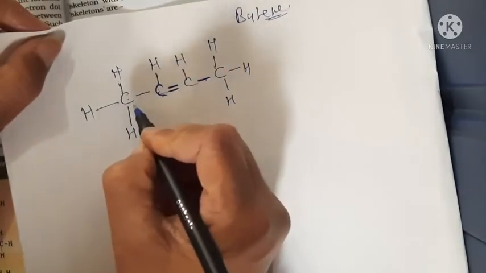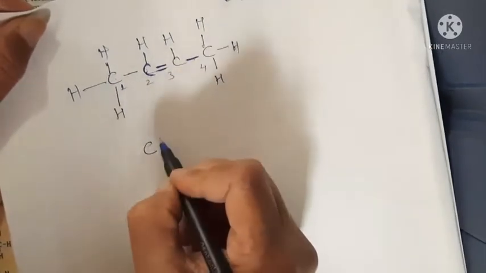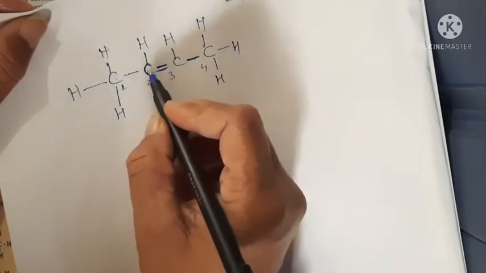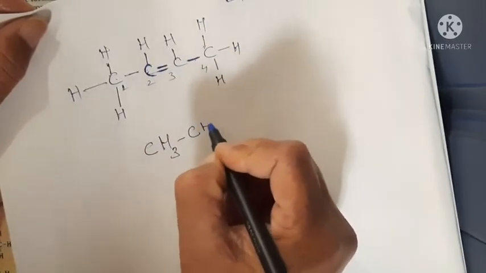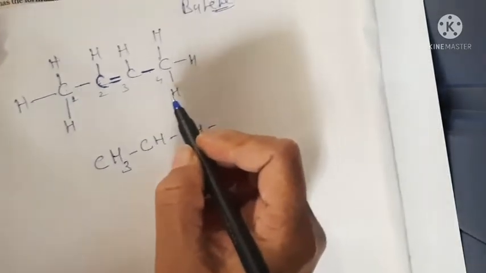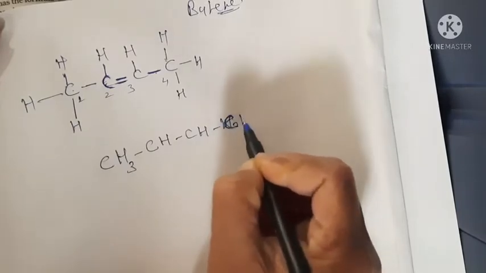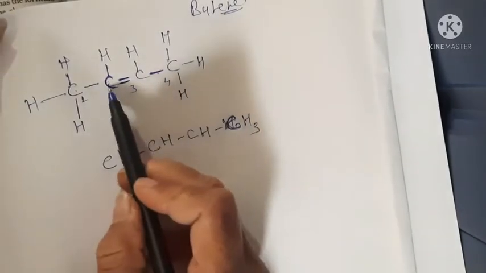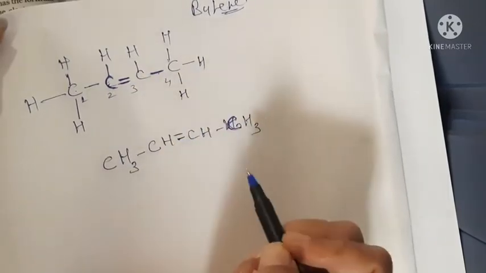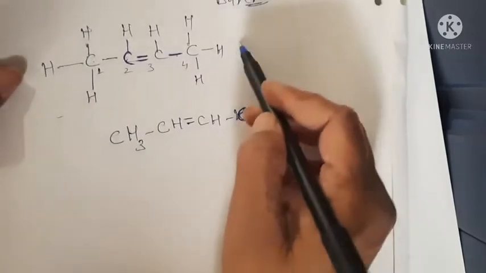Now if this is carbon 1, 2, 3, 4, how will you write? CH3. Carbon atom 2 has only 1 H. Carbon atom 3, again only 1 H. Carbon atom 4, how many H are there? CH3. Now you see here there is a double bond between carbon atom 2 and 3, so you will do it like this. Understood? This is the structural formula.